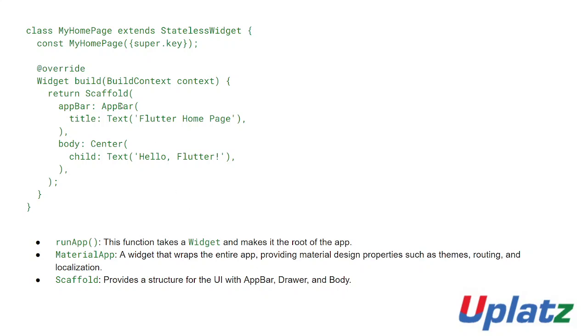We used app bar and body. We didn't use drawer here. Body needs a widget. It is the center. And there is also a property called child. Child needs also a widget. It is text, hello Flutter. Okay.